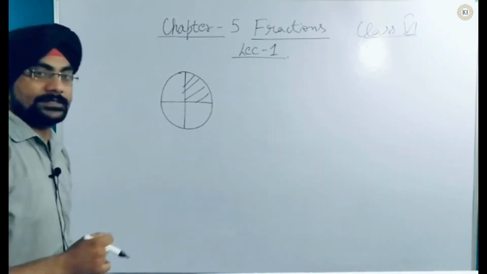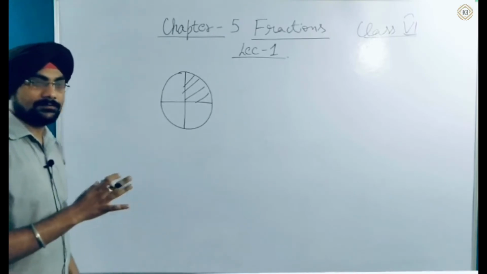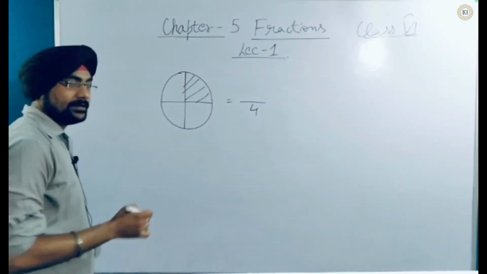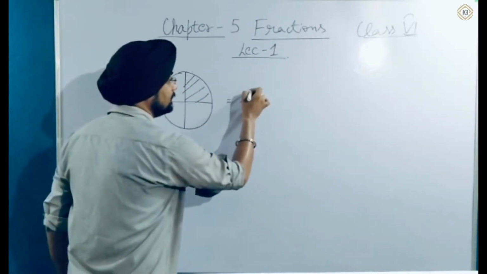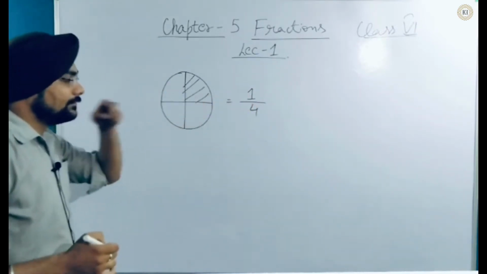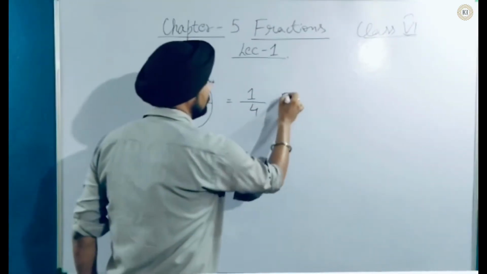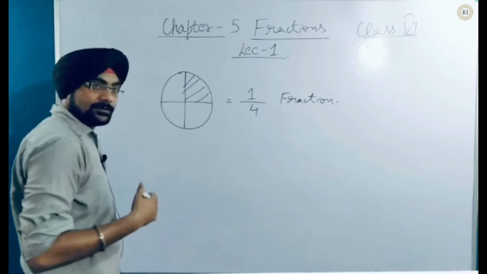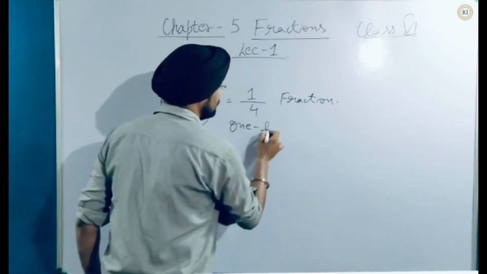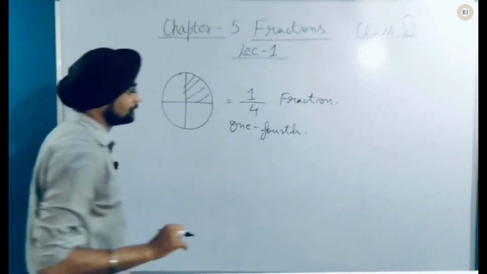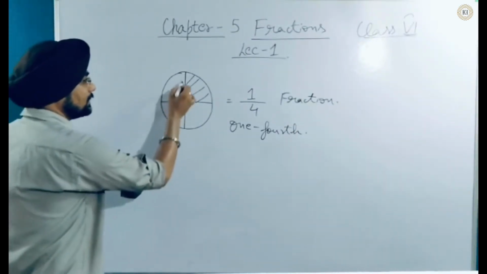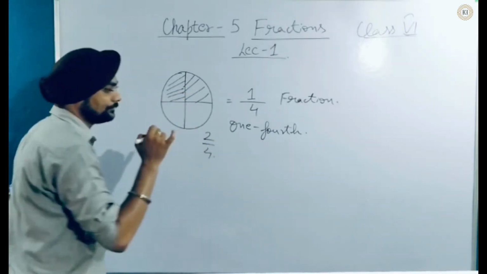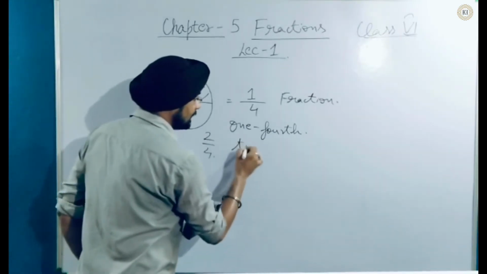Now if we want to represent this part as a fraction, the total parts are 4, so we always write the total value on the denominator, and one part is shaded, so we write that value on the numerator. So 1 by 4 represents your fraction value, and it is written as 1/4. If 2 parts are shaded here, then we represent this value as 2 by 4, and in fraction it will be written as 2/4.